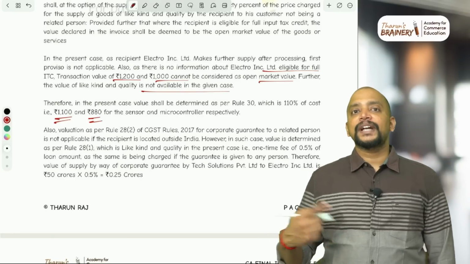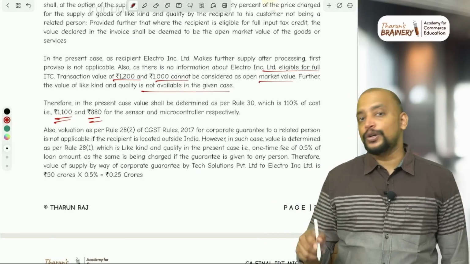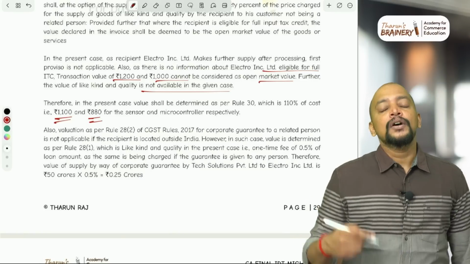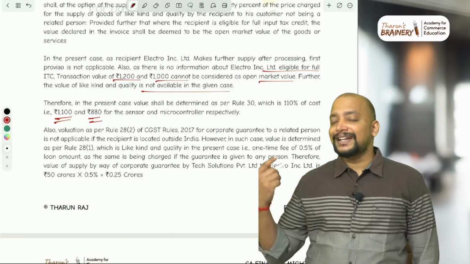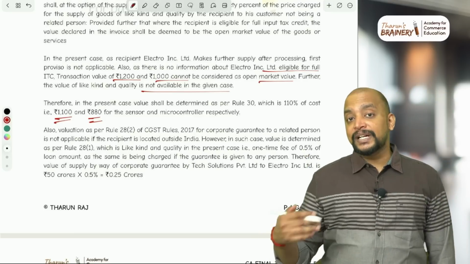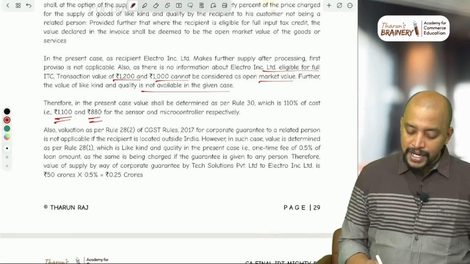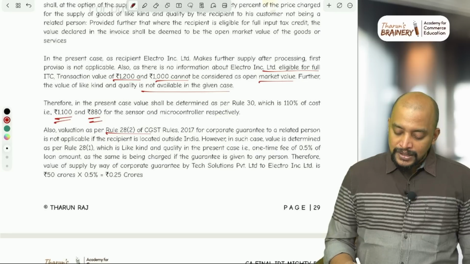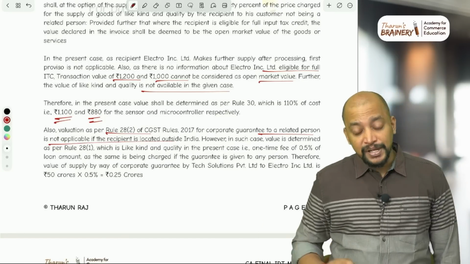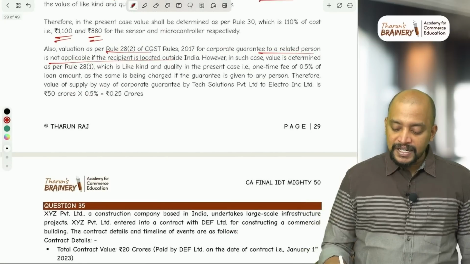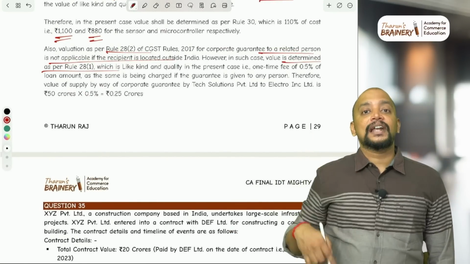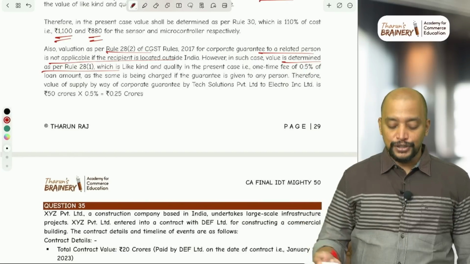Then we have corporate guarantee, rule 28 sub rule 2, that 1% of the guarantee amount per annum or the consideration, whichever is higher, but that is not applicable in this case. Why is it not applicable in this case? Because the recipient is located outside India. Valuation rule 28 sub rule 2, for corporate guarantee to related person, is not applicable if the recipient is located outside India. However, in such case a value will be determined as per rule 28 sub rule 1. What is that? Like kind and quality or open market value that should be taken.